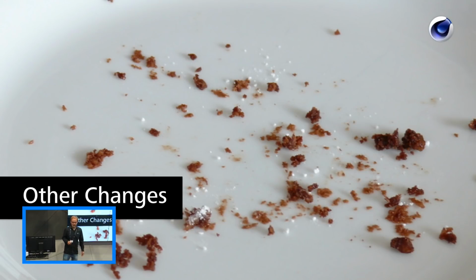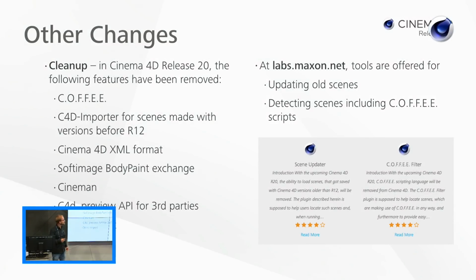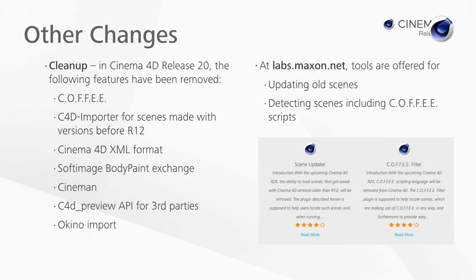And now I've come to the other changes. So, the smaller ones. So first of all, we made a huge cleanup, and this means that we don't support Coffee anymore, the scripting language, and we don't support the C4D importer for scenes made with versions before release 12. But at Maxon Labs, we have two tools for finding and updating old scenes, and also for detecting scenes that are using Coffee. So you can convert them to Python, for example.